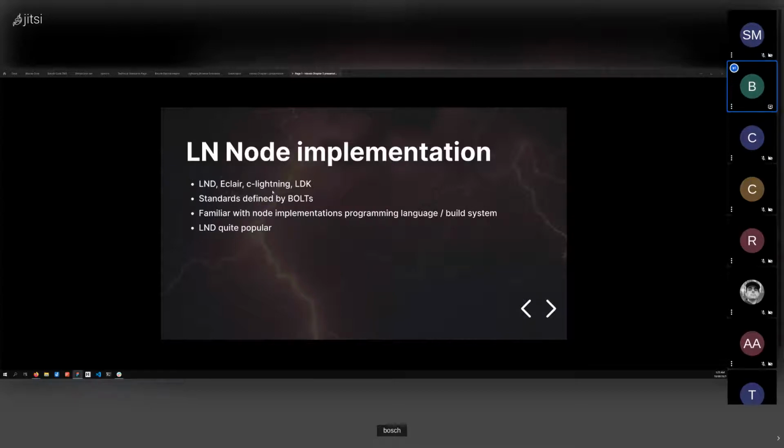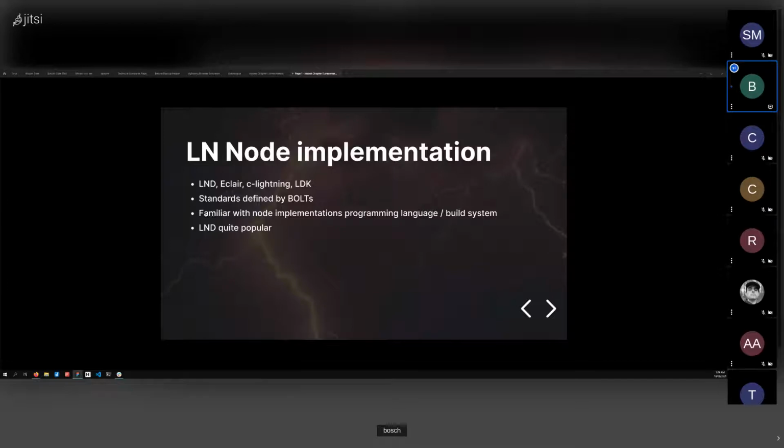But there is also Eclair and C Lightning, which have some pretty cool features of their own that aren't available in LND. Standards within these implementations are defined in BOLTs, which stands for Basis of Lightning Technology. They lay out the foundational standards that work across the different implementations.